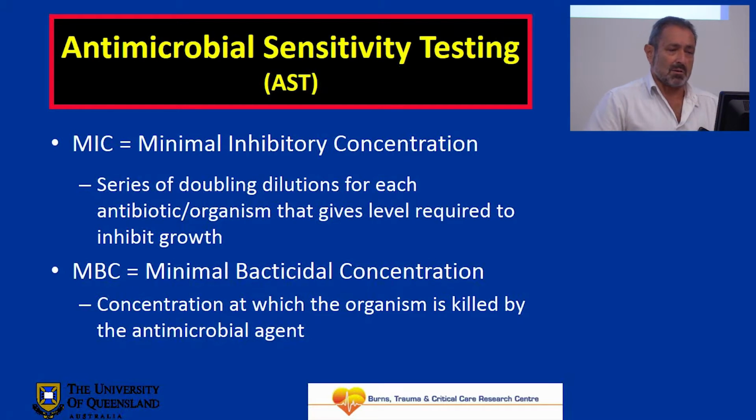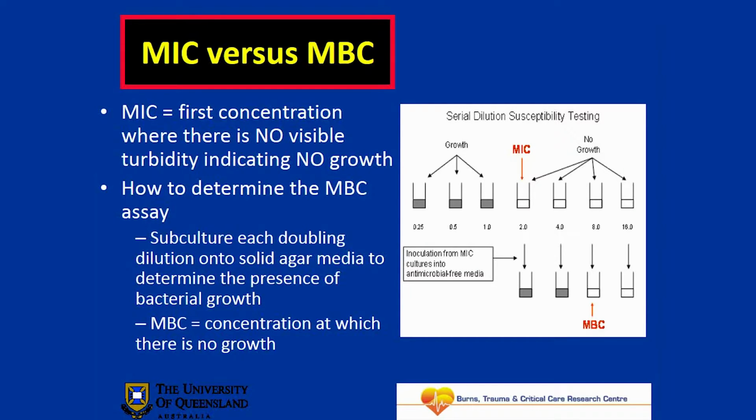So this is an intensivist's impression of what they sent me. Antimicrobial susceptibility or sensitivity testing is really related to the MICs, which are serial doubling dilutions for each antibiotic. Although MBC is in the same category, it seemed to have lost vogue, and I think it may in fact come back into vogue as well. So just bear with me, the microbiologists, but the MIC is the first concentration where there's no visible growth.